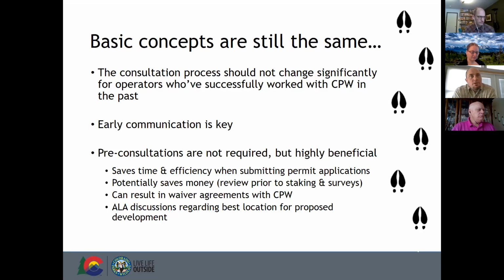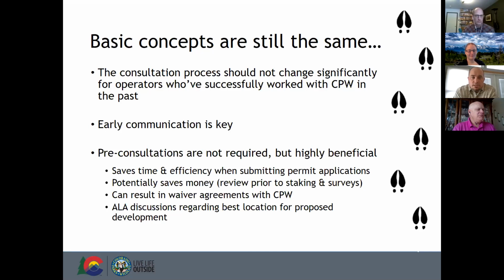Also, in the structure of the new rules, there's this concept of CPW waivers where appropriate, where we have discretion on some of the aspects to provide written waivers. Those discussions can take place where it's appropriate, and then you can have that written agreement from CPW to submit with the permit application. And then finally, this concept of alternative location analysis for wildlife.